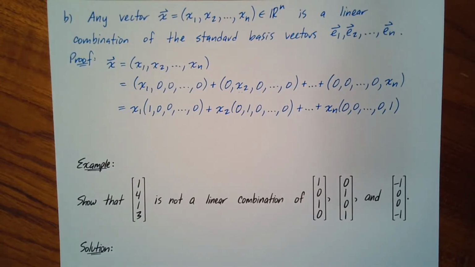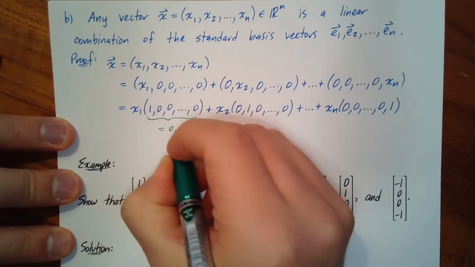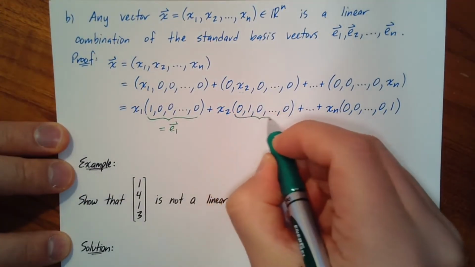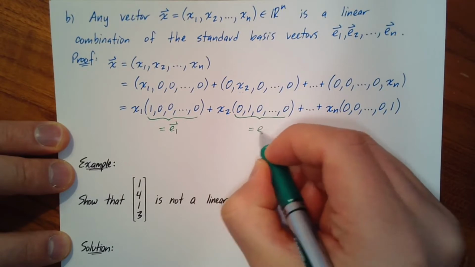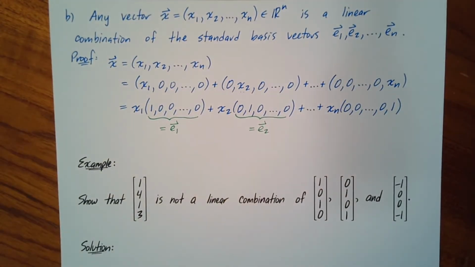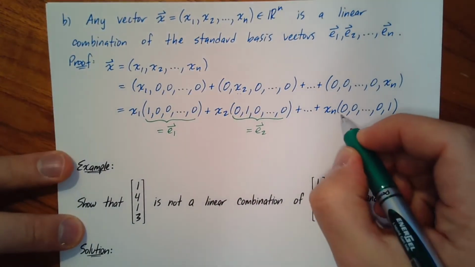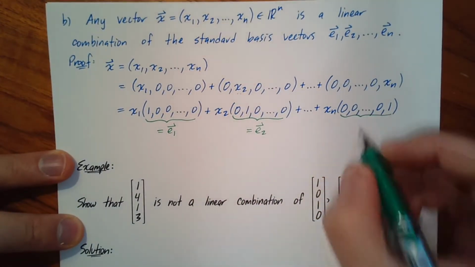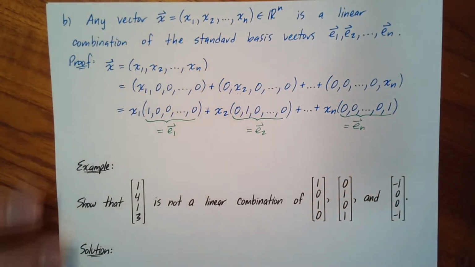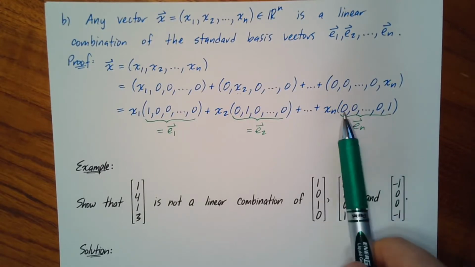Right, but look what happened. This is E1. This is the standard basis vector E1 in Rn. And this vector here is the standard basis vector E2, because it's got a 1 in the second position and zeros everywhere else. And that would work just fine for every other vector in the list. And finally, when you get to the last one, this is going to be En, because it's the standard basis vector of Rn that has a 1 in the nth coordinate and is zeros everywhere else.